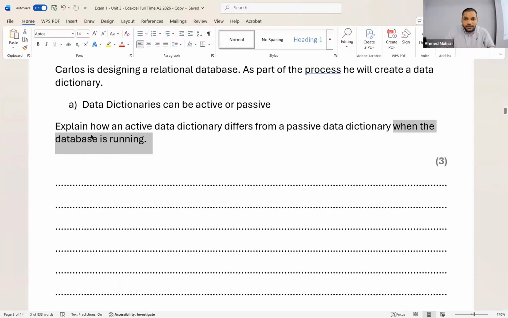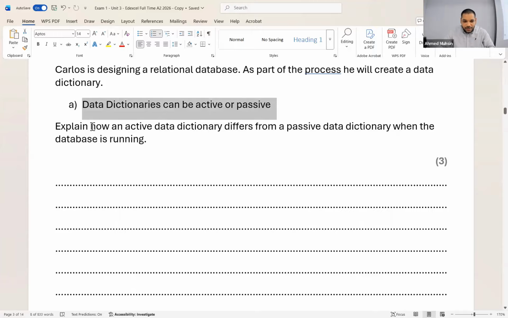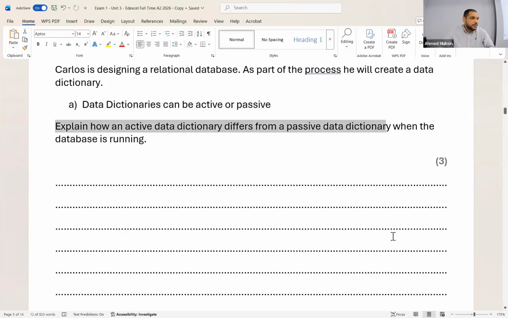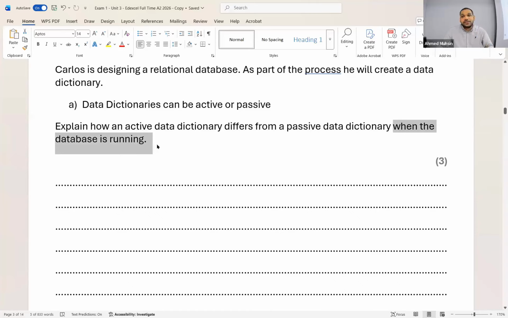So normally overconfident students, you know how they answer it. They read this. Data dictionaries can be active or passive, and then they just read this part. And they start writing the answer. And they wonder why they didn't score full marks. They didn't score full marks because they didn't read this part, and they didn't write their answer according to this. Everybody okay with this? So make it a habit that you read every single word in the question. Okay? So everybody, give me a difference between active and passive.